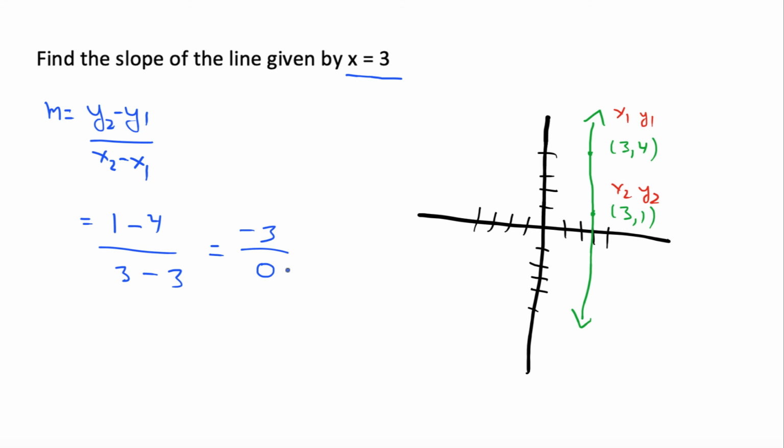So what does that mean? We know that whenever we end up with a 0 on the denominator, this is a number that does not exist. So you want to remember this: a vertical line has no slope. The slope does not exist. You don't want to say the slope is nothing or 0, because in math, 0 is actually a number. So a vertical line has no slope, or a slope that does not exist.